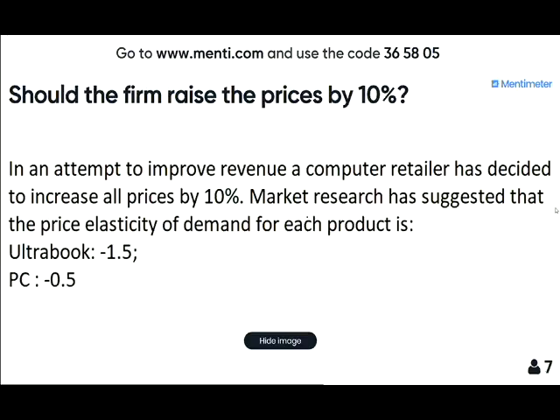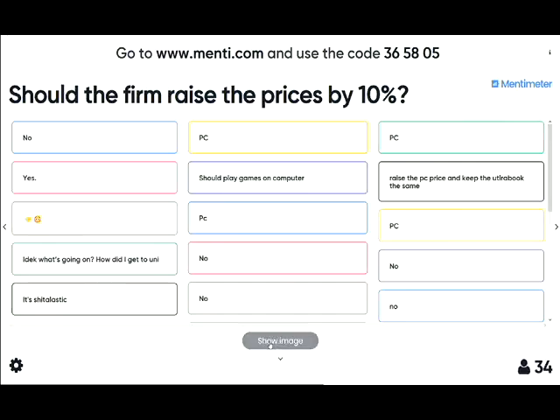1.5. I assume others are still reading, so I'm going to keep the image there, but I will switch soon. Keep answering. You must see the text box there, and we'll scroll up and down. Oh, write it down. I'm going to switch now, guys, if you haven't written it down. The elasticity of the Ultrabook is 1.5. The PC is 0.5. I'm going to switch now. Right. PC, yes. Raise the PC price and keep the Ultrabook the same.